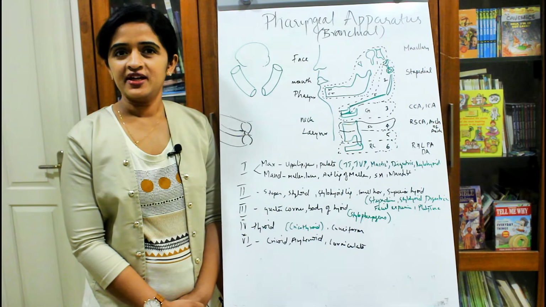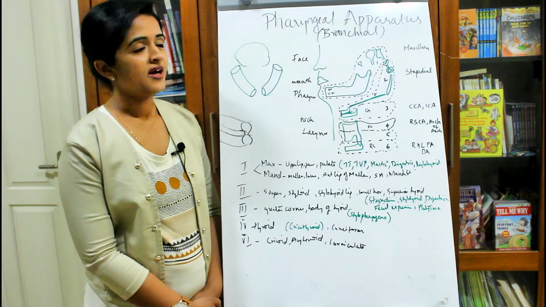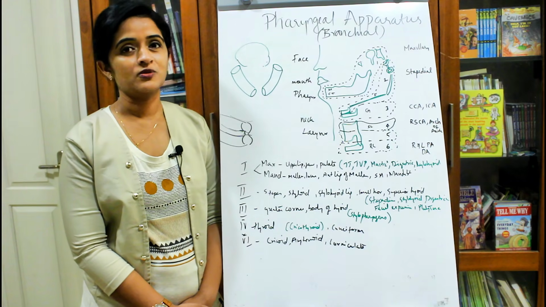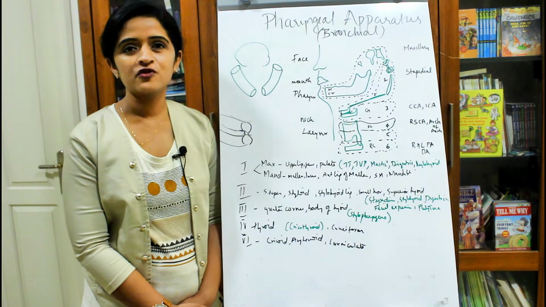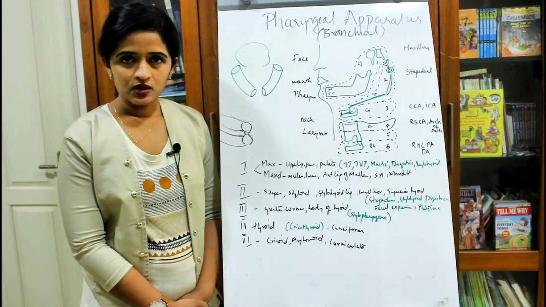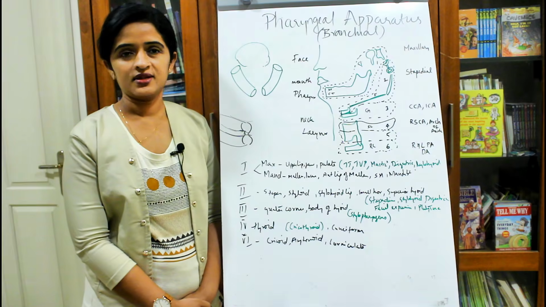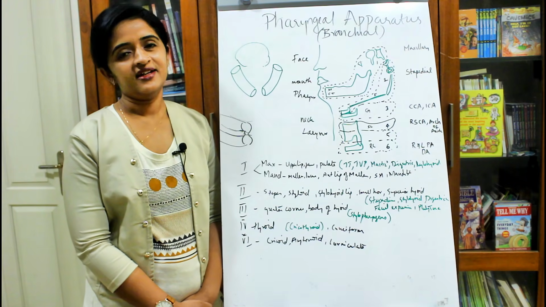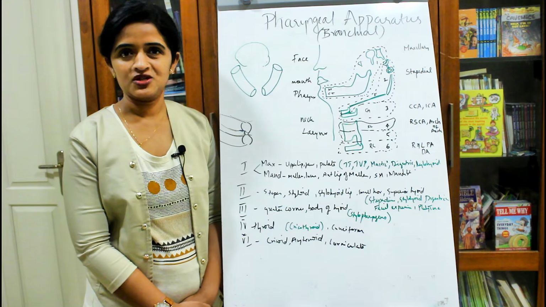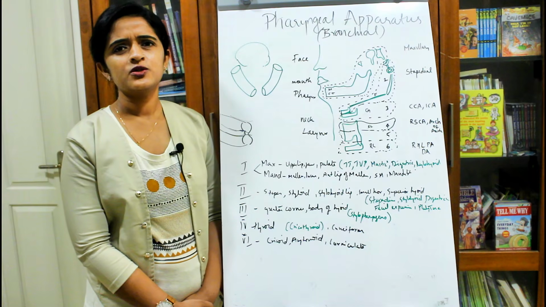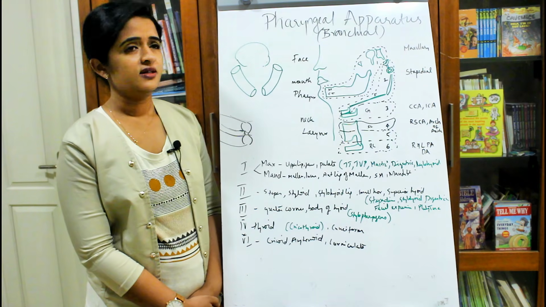In this session, I will be dealing with the topic Pharyngeal Apparatus or Branchial Apparatus. And this is one of the favorite questions for almost all the examiners, especially for UG examinations. So, I will be dealing with this topic in two sessions. In this session, I will be covering almost 3/4 of the topic, and the remaining I will be doing in the next session.